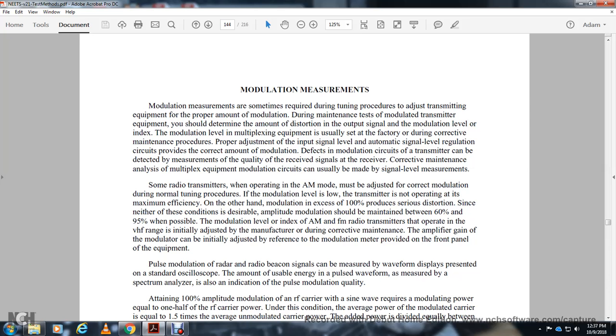Modulation level in amplitude modulation differs from frequency modulation. Radio transmitters operate in a very high frequency range and are usually adjusted by the manufacturer during corrective maintenance. The amplifier gain of the modulator can be initially adjusted with reference to the modulation meter provided on the front panel of the equipment.